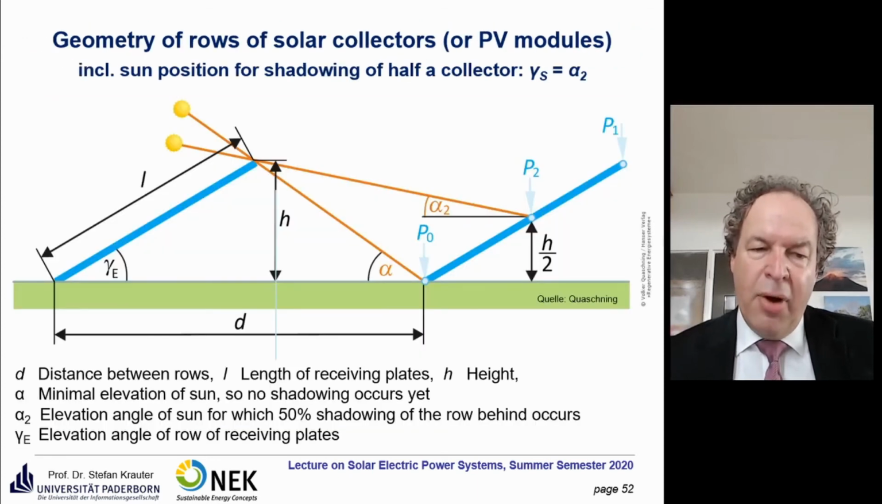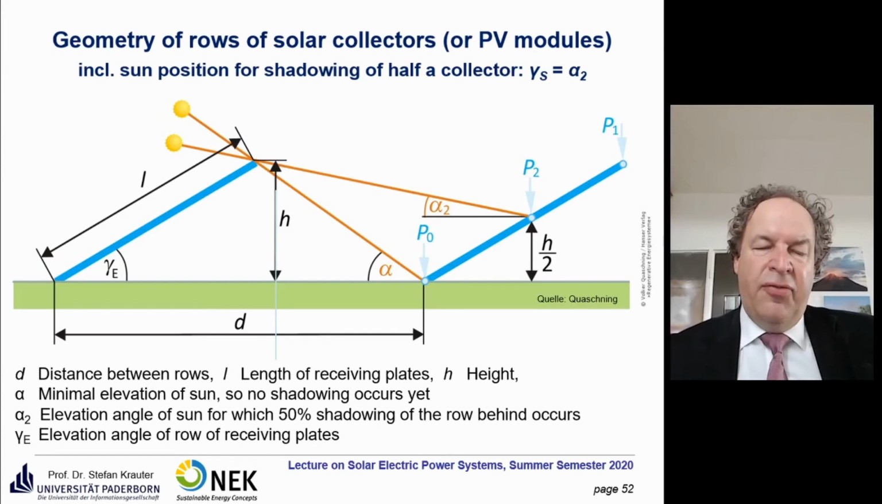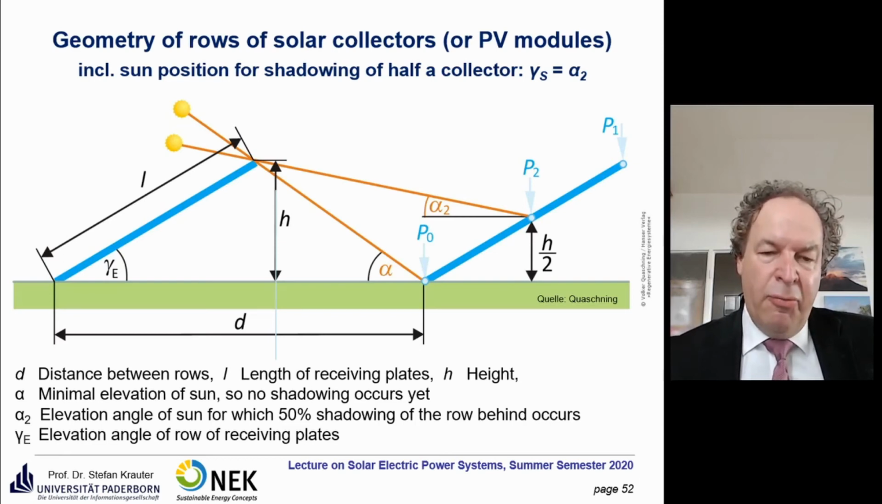If we do it more accurately, we just apply the trigonometric formulas. So we have first the distance of the different rows, D. We have the length of the receiving plate or of our modules. Then we have the height. This depends, sure, on the elevation angle of your module, of your receiver. And then we have alpha here, that's the minimal elevation of the sun.